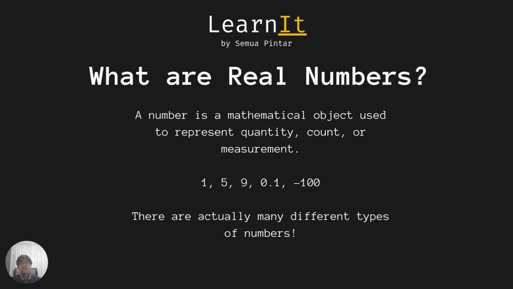Numbers such as 1, 5, 9, even decimals such as 0.1, and negative numbers such as negative 100 are all real numbers. And there are actually a lot of different types of numbers that we're going to be exploring today.